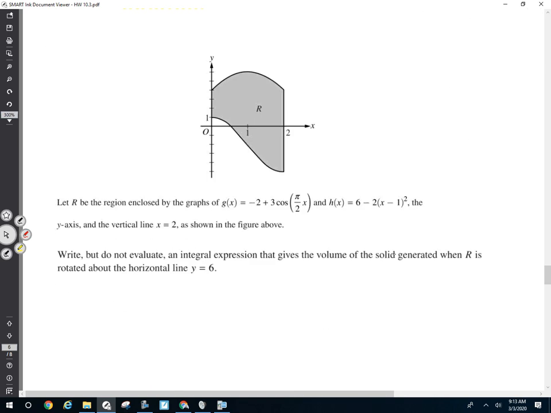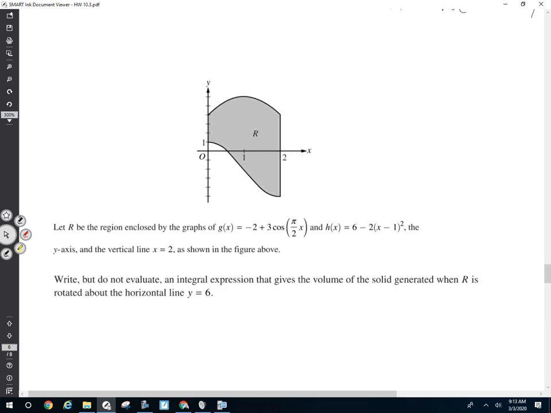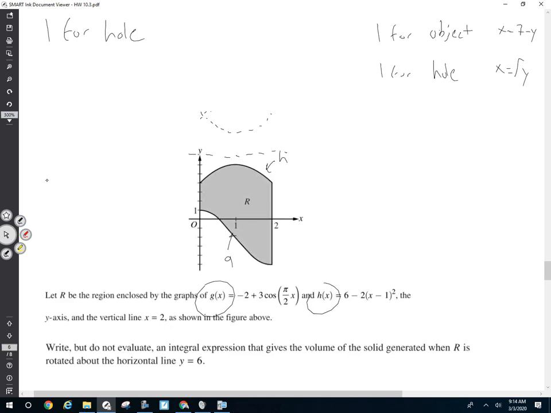All right, now we get into some free response. Write but do not evaluate an integral expression that gives the volume of the solid generated when R is rotated around the horizontal line y equals 6. What's great is that they give you expressions for the functions. Okay, now you got to know which one's which. I get this parabola, so that's got to be h, and this is going to be g. I've revolved this around y equals 6, and here is my line, which means the parabola is going to be on the inside, and then the cosine guy is going to be on the outside.